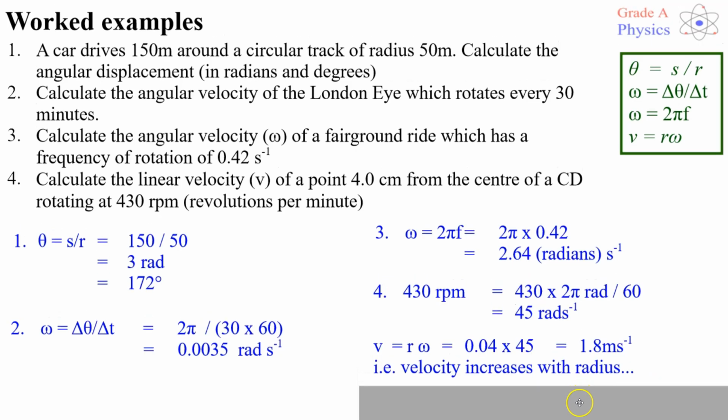As we would expect, the velocity will increase with the radius. So even though the RPM, the angular frequency, stays constant, as you move further outwards from the center, the velocity will increase in proportion to the radius.